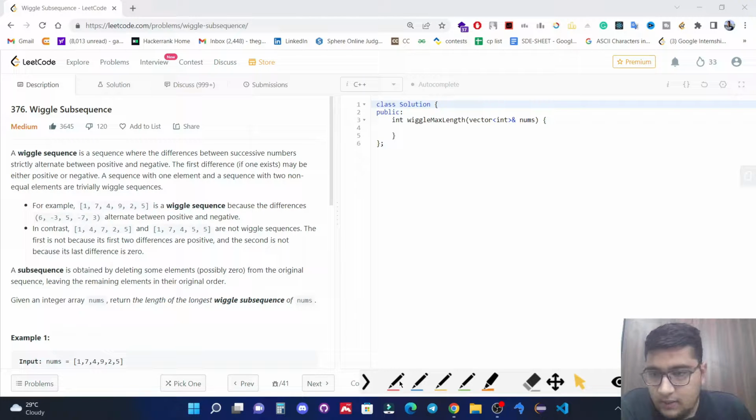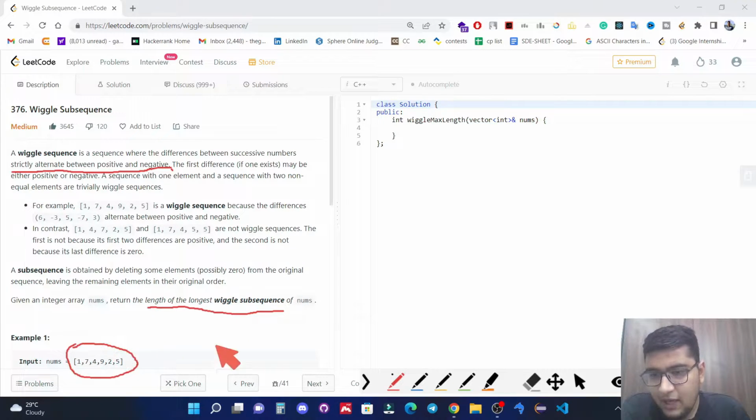Alright, the most important point here is strictly alternate between positive and negative. So we cannot consider equal elements here. And we need to find the length of the longest wiggle subsequence. Let's see the first example.